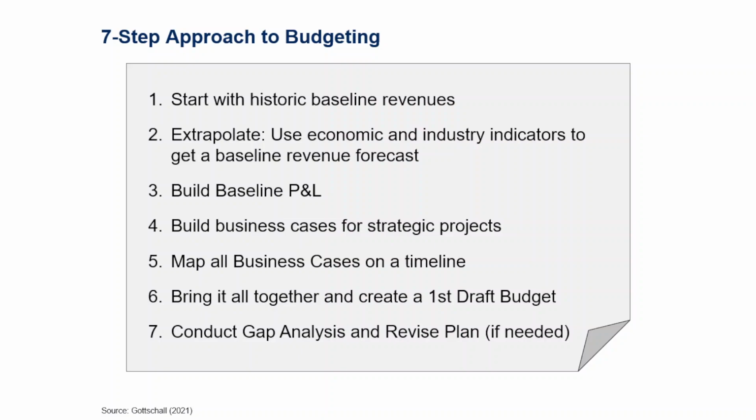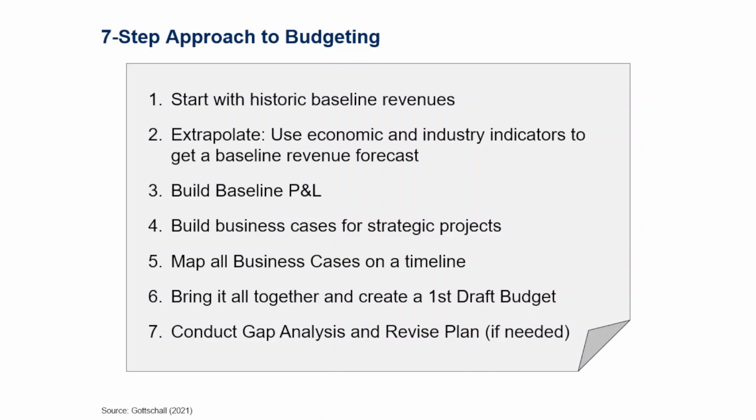Steps 1 to 3 are the first steps in the budgeting process. Then we come to the second phase, which is to translate our strategic plan into financials and include it in the budget. And these are steps 4, 5, and 6. So in step 4, we basically build business cases for each of our strategic projects. In the next step, we map these on a timeline and identify which spend, which revenue, which benefit, which cost comes at what point in time. And then we bring it all together and create a first draft of the budget. So these are steps number 4, 5, and 6.